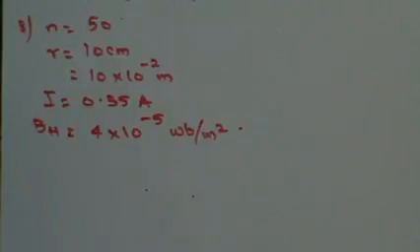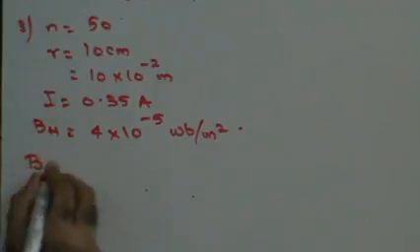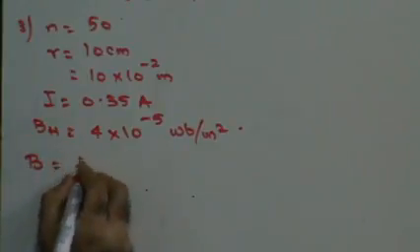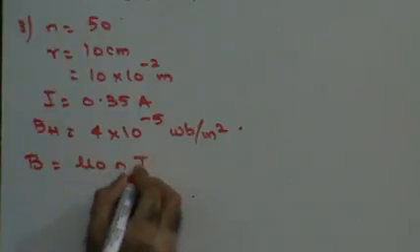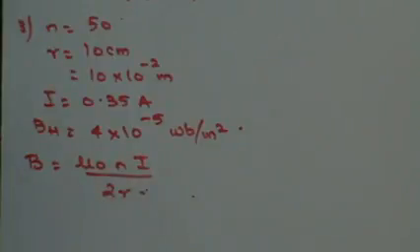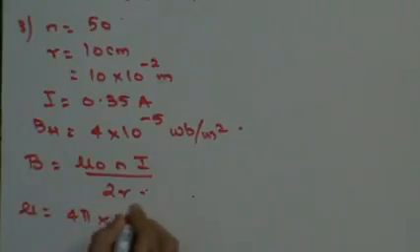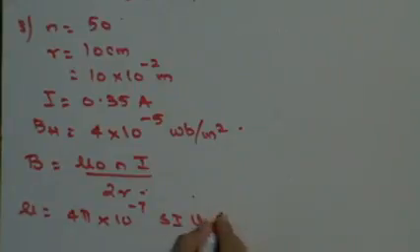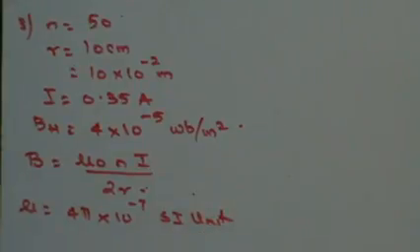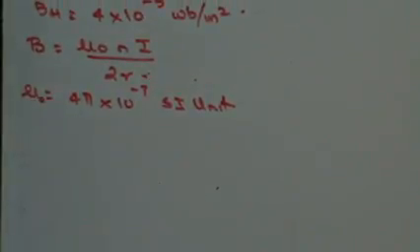Now they've asked you to find the magnetic induction at the center of the coil. The magnetic induction at the center of the coil is nothing but mu 0 N I upon 2R. Right? That's the formula for magnetic induction at the center of the coil. Mu 0 is 4 pi into 10 raised to minus 7 SI units. N, I and R are also known, so I should be able to get the value of magnetic induction at the center of the coil. They've also asked me to find the deflection in the coil.